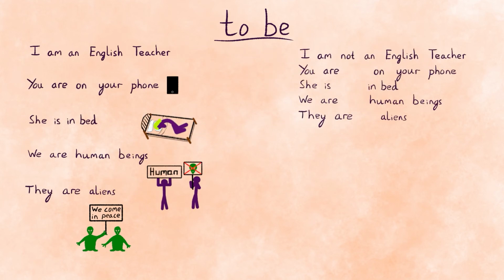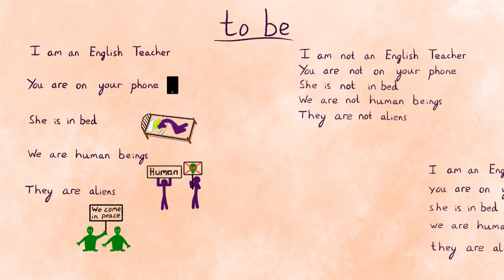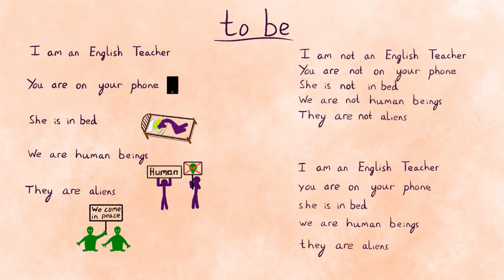I am not an English teacher. You are not on your phone. She is not in bed. We are not human beings. They are not aliens. And to make questions, we make one small change to the sentence. The verb to be goes before the subject.